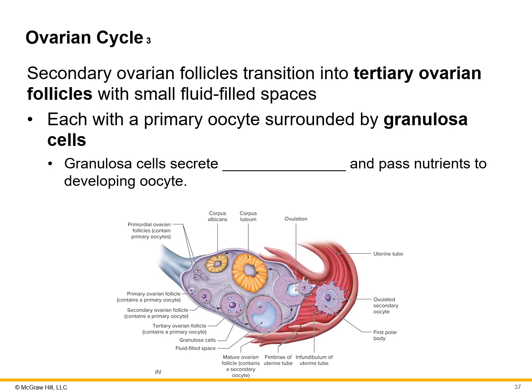So then our secondary ovarian follicles can transition into a tertiary ovarian follicle. At this point, we're getting, again, more and more mature. They still have a primary oocyte, but now they are surrounded by granulosa cells. Granulosa cells are going to secrete estrogens, and they're going to pass nutrients to that developing oocyte, so that way we are getting the best and most mature egg to be released.